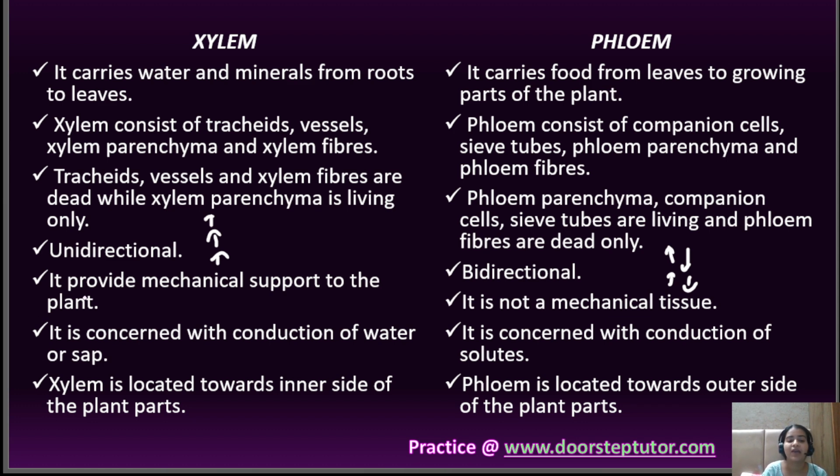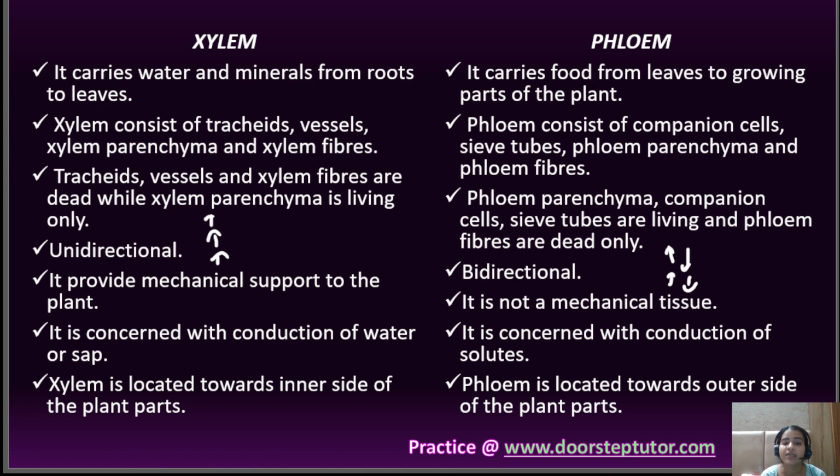Now, we have seen that xylem provides mechanical support. Why? Because it has a large number of dead components in itself. These are tracheids, vessels, xylem fibers, and the only living one is xylem parenchyma. Now, if we talk about the phloem, it is not a mechanical tissue. Why? Because mainly there are living parts, that include phloem parenchyma, companion cells, and sieve tubes. Here, the only dead thing is the phloem fibers.